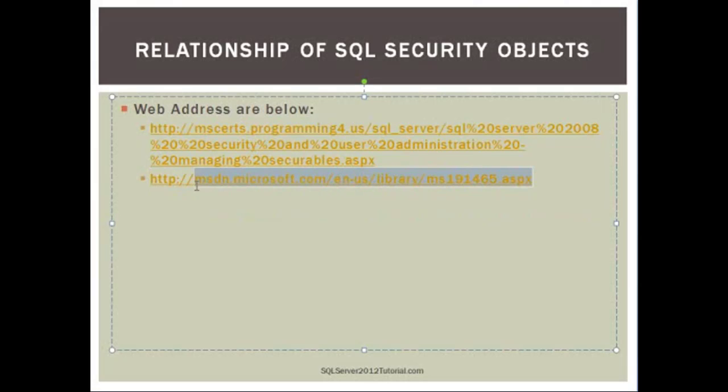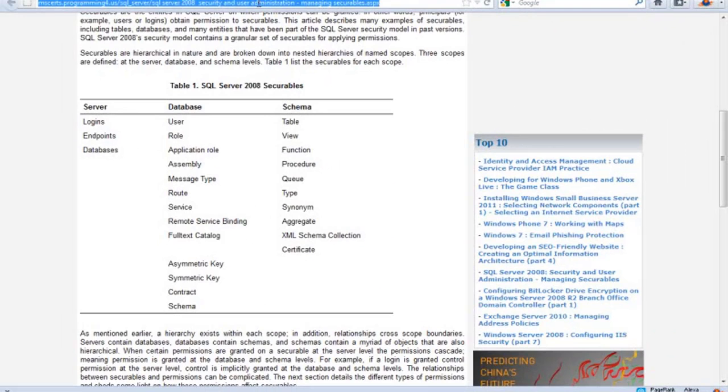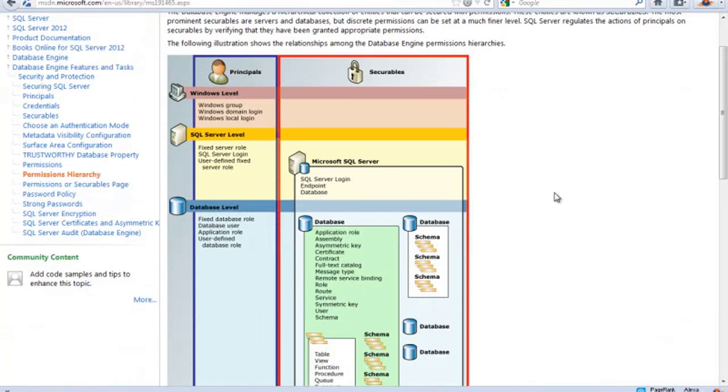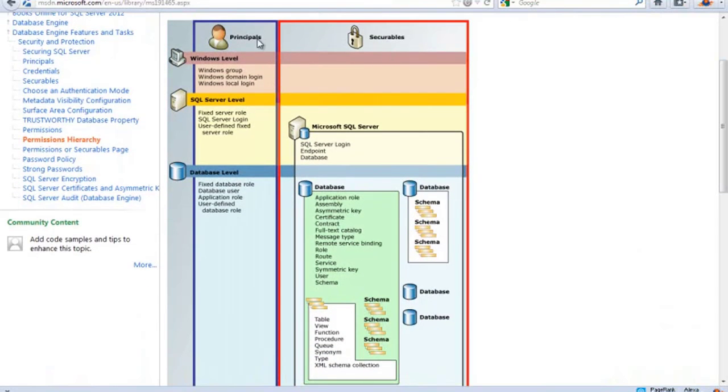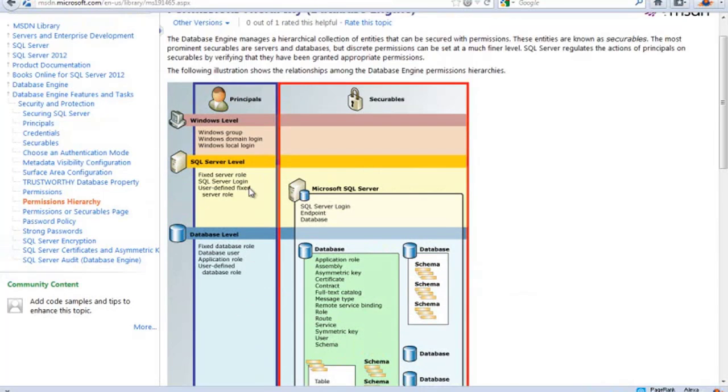The next one is a picture from MSDN, which is the Microsoft Developer Network. This is a picture that I've also used in the prior versions, and basically it breaks down the different terms. When you're talking about principals, at the Windows level this could be a login. At the SQL Server level, it could be a SQL Server login or a role, and then you have some principals at the database level. So these are all the different items that will have access to SQL Server.